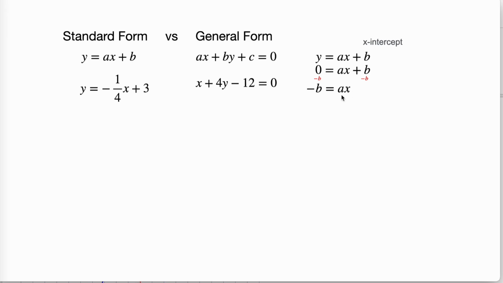Then to get the x alone, the a is multiplying it, so I'm going to divide both sides by a. And that gives me x is negative b over a. The x-intercept for the standard form is negative b over a.